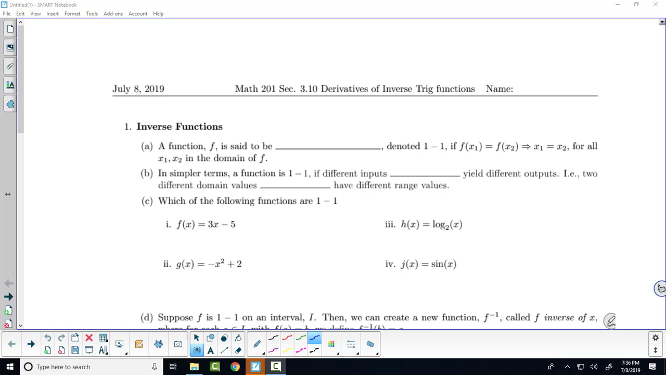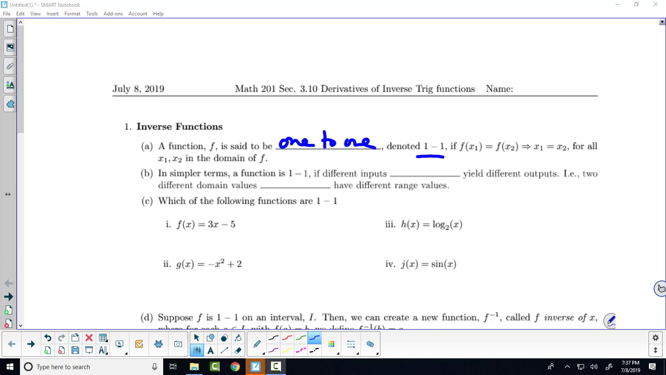We know this. You break a vase, you can't undo it. Same thing is true with functions. We can't undo all functions. So let's introduce some vocabulary here. A function f is said to be 1-to-1. I will often just write 1-1. I think other books do too, but maybe not.